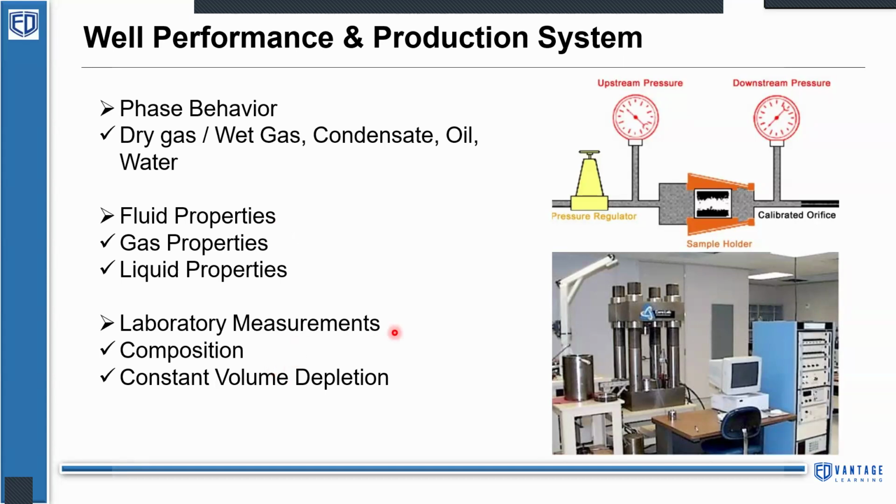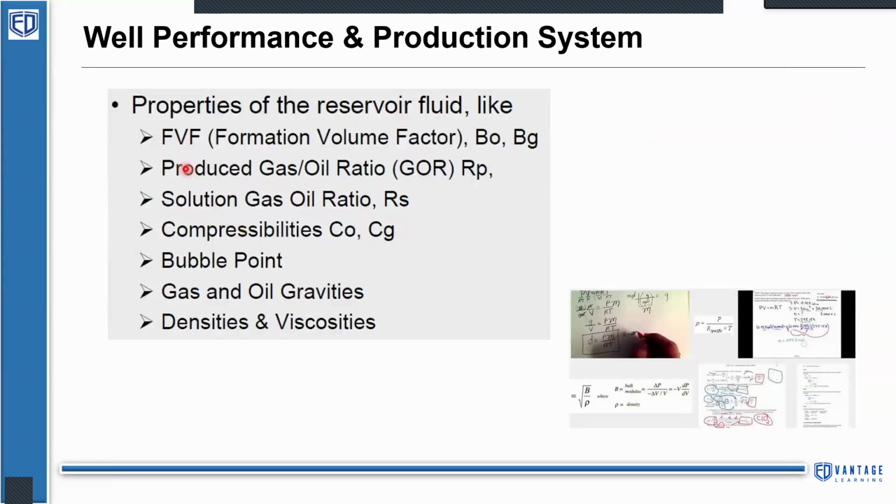Also laboratory measurements to understand the fluid properties, from constant composition expansion tests, CVD (constant volume depletion), and DLE (differential liberation) experiments. These will all be taught to you in the future. Properties of reservoir fluid like the formation volume factor, which includes Bo and Bg for oil and gas, the produced gas oil ratio, Rp, and Rs, the solution gas oil ratio, compressibilities of oil, gas and water, bubble point pressure, gas and oil gravities, densities and viscosities. These all come from laboratory PVT analysis, and will be part of the actual course going ahead.